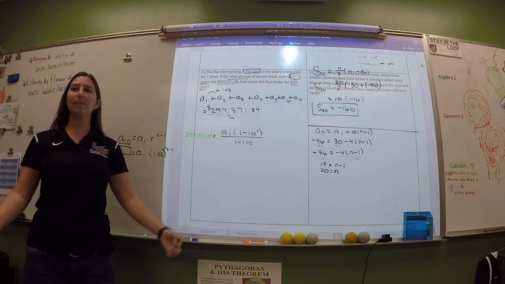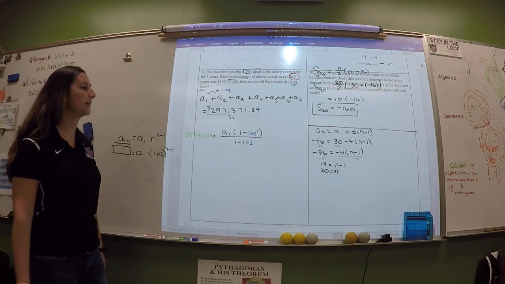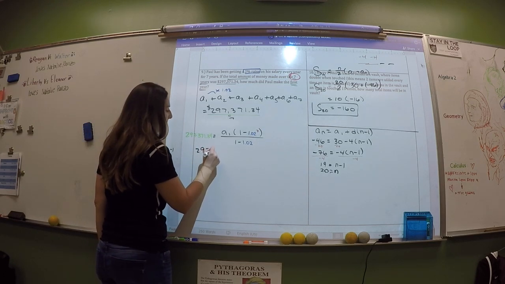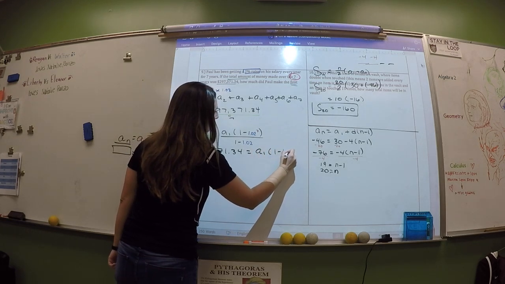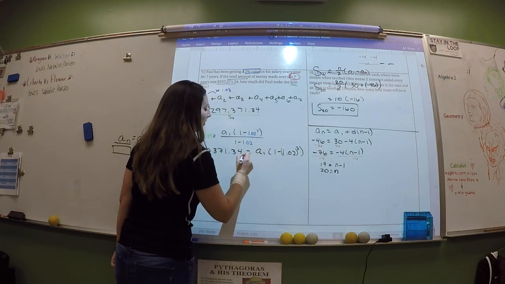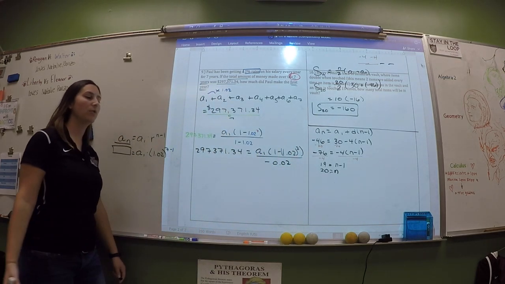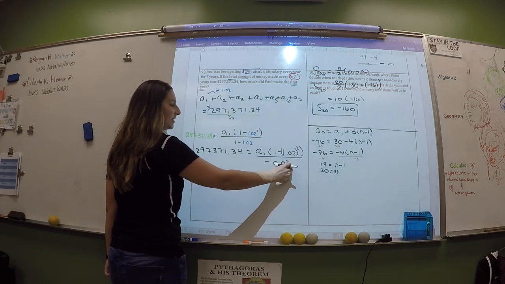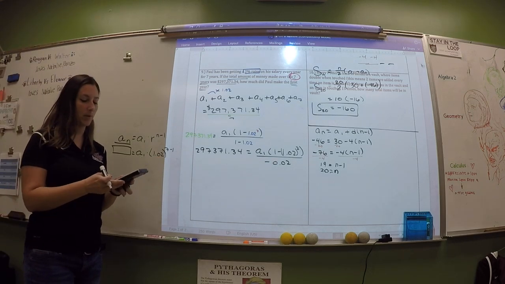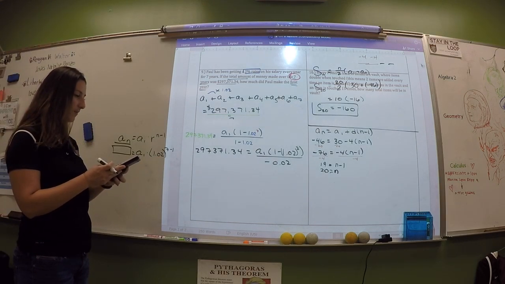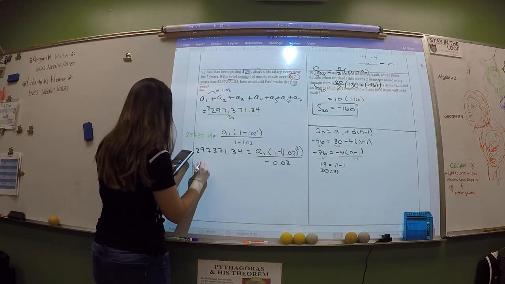It's up to you if you want to simplify the denominator or just multiply by it. I'm going to simplify it. So if we simplify the denominator, I get negative 0.02. The next step is to multiply by the denominator. So we take the sum, 297,371.34, and multiply it by negative 0.02. And I get this.